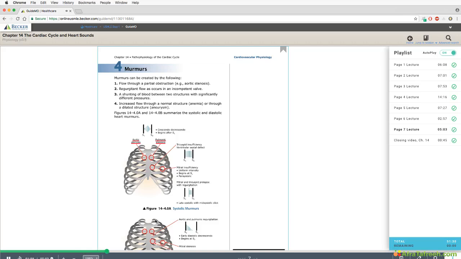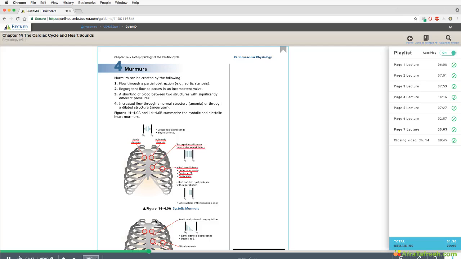Now, the second systolic murmur is a pan-systolic murmur. It begins at S1 and goes to S2. It has a fairly constant intensity. This will be either mitral insufficiency or pulmonary insufficiency. Again, on the chest diagram, note the location. You hear tricuspid insufficiency versus mitral insufficiency.